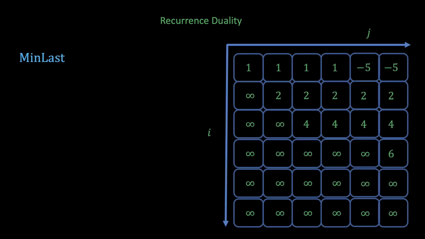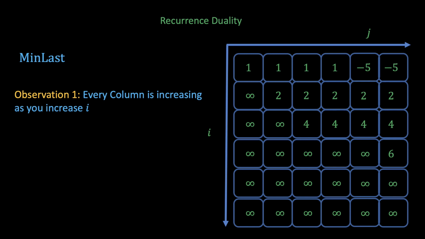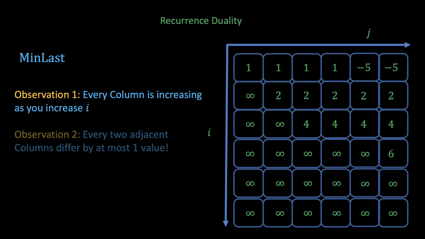Now, take a few minutes and try to come up with 2 different observations about this DP table. The observations are critical for you to understand the algorithm coming up. I'm sure if you spend enough time, you'll notice the following 2 properties. 1. Each column is monotonically increasing. 2. But perhaps the most surprising property is that adjacent columns differ in at most 1 value.